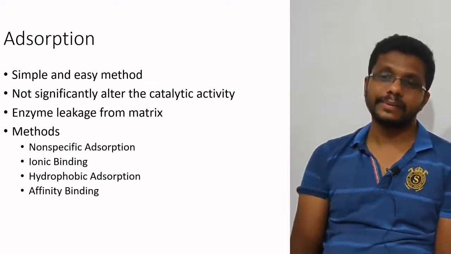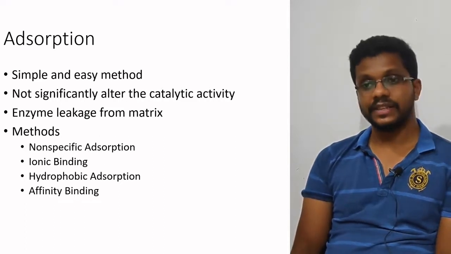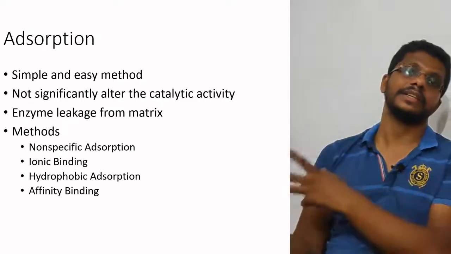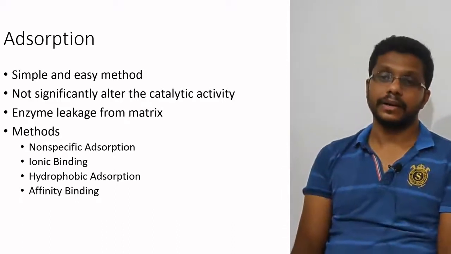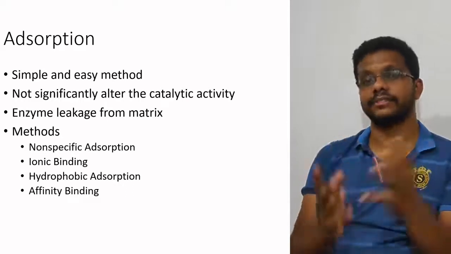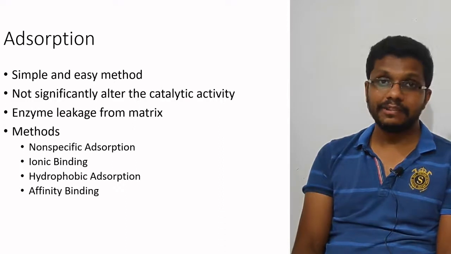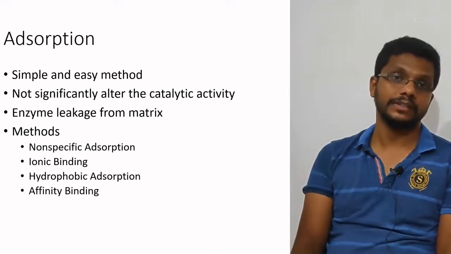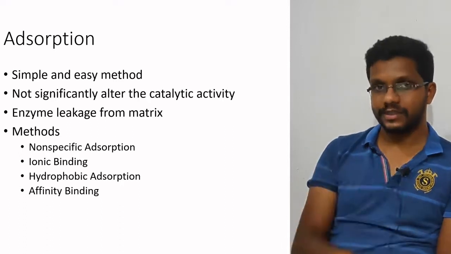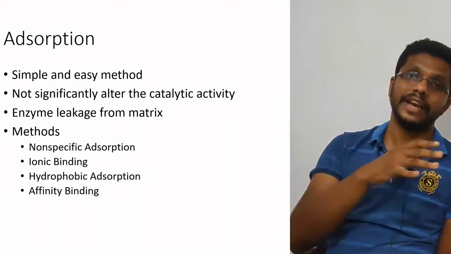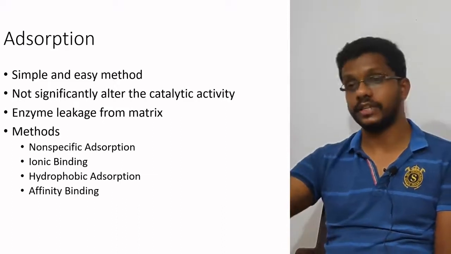By using different types of bond formation, we can achieve adsorption. Non-specific adsorption is there. Ionic binding: especially if the enzyme has a particular charge, we can immobilize it onto a matrix with the opposite charge. Hydrophobic adsorption, which is very strong in nature. Affinity binding: we make either antibodies or cofactors, which are immobilized in the matrix. As the antibody is immobilized, the enzyme bound to the antibody will also be immobilized. In such a way we can also immobilize the enzyme.